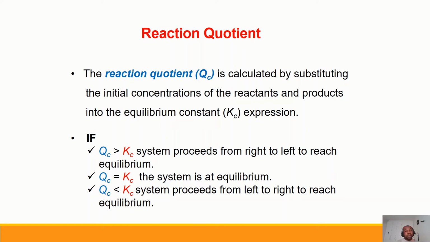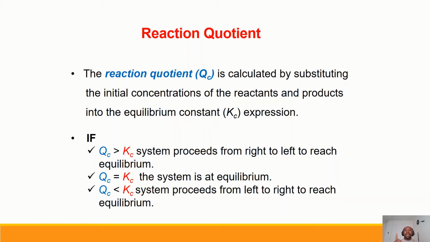So we have something we call the reaction quotient. This is done by substituting the initial concentrations of the reactants and the products into the equilibrium constant expression. So that is what we've done. We've substituted the concentration into the expression, and then we have 111, which is greater than the 53.4 that was given in the question. And what does that mean? So that means that the 111 that we got is Qc. If Qc is greater than Kc, that means the system will proceed from right to left to reach equilibrium.